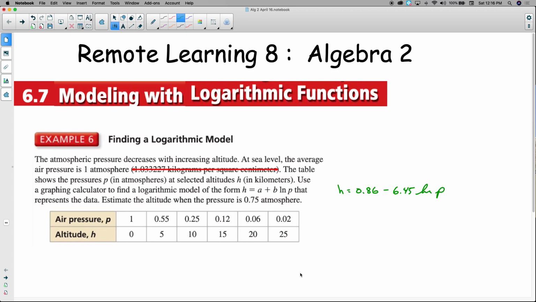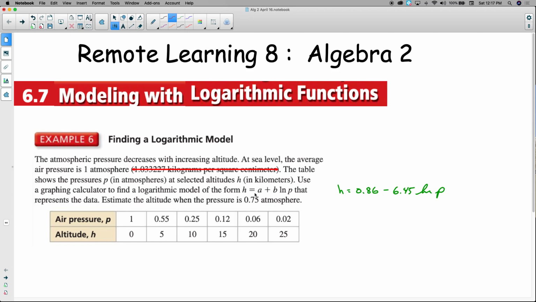And in terms of the Texas Instrument, it's L1, L2 inside of stat. Then you have to go over to calc, also inside of stat, and find the logarithmic model, and then things will show up. All right, so then moving on to answering the question. The question is: estimate the altitude when the air pressure is 0.75.